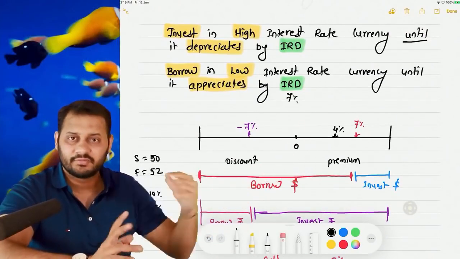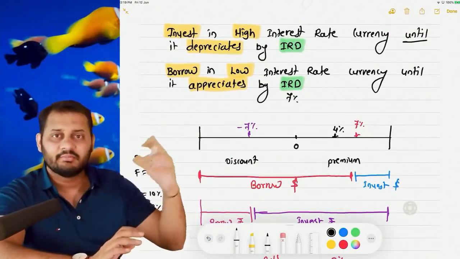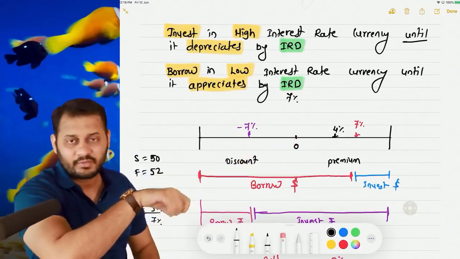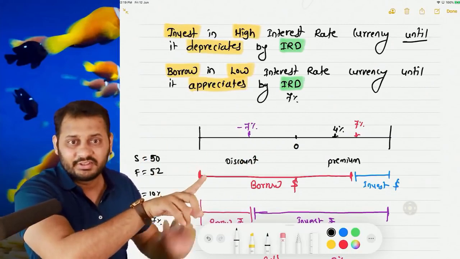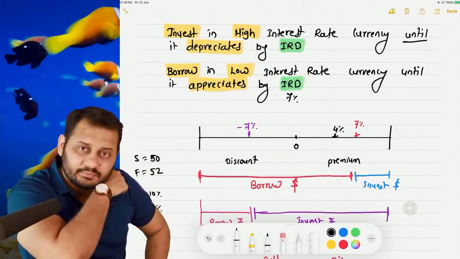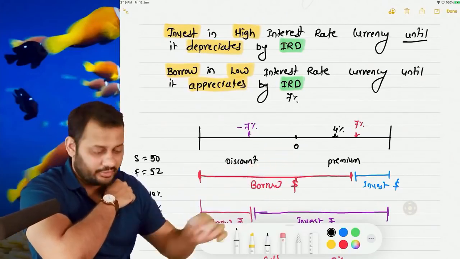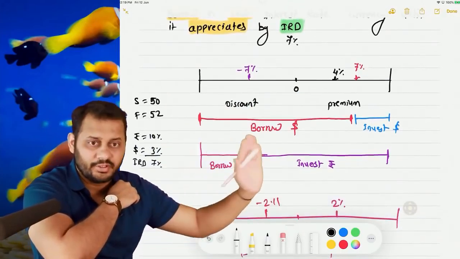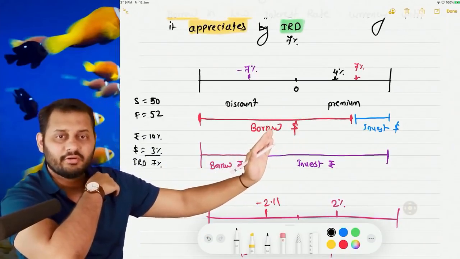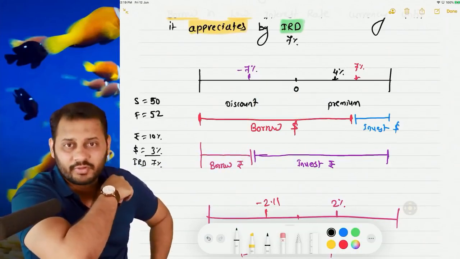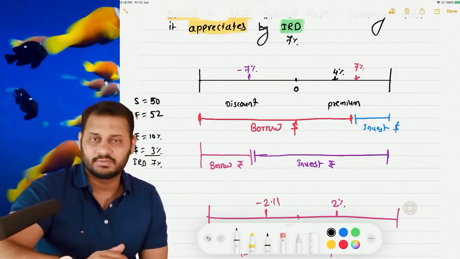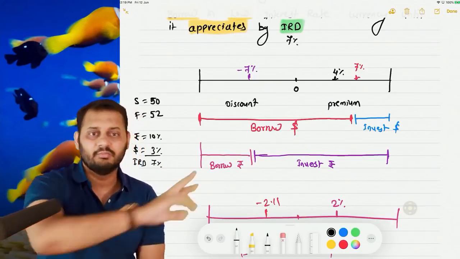So let's take for example 4% is the difference between two interest rates. So it can be 10 minus 6, 4%. So logically speaking, low interest rate currency should appreciate or be at a premium by 4%. So from this point to this point, we will borrow in dollar until it appreciates by 4%. If it appreciates beyond that, we will start investing in dollars. But until then, we will borrow.